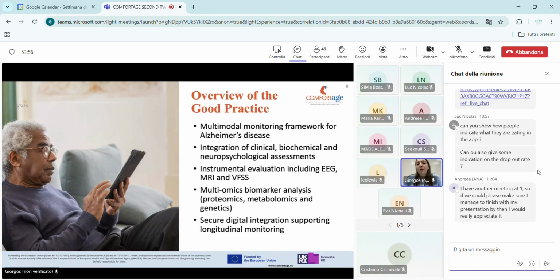Here we have the overview of the good practice. As we've already mentioned, we want to achieve a multimodal monitoring framework for Alzheimer's disease, and we want to integrate the different assessments, such as clinical, biochemical, and neuropsychological assessments, and those from the physiotherapist. And also we have the instrumental evaluations, which are the MRI, VFSS, EEG, and the multiomics biomarker analysis. This will allow us to secure a digital integration of the above for longitudinal monitoring.